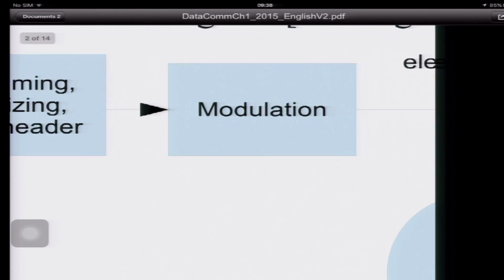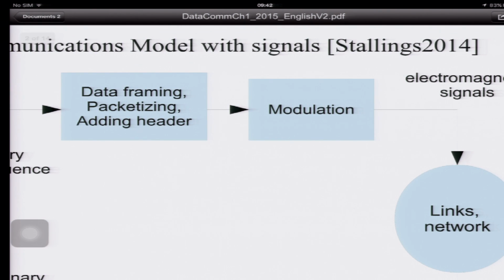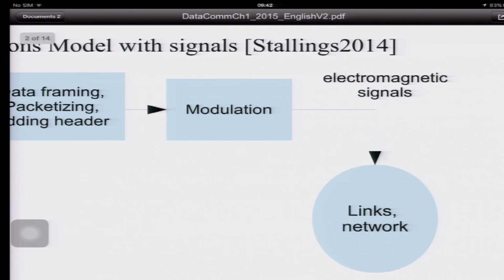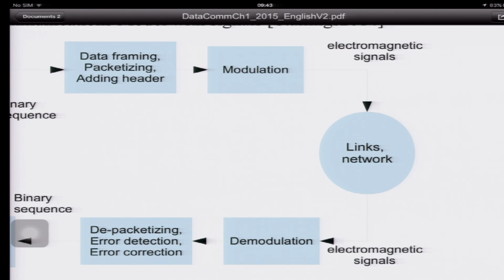Next is modulation. For the modulation, the modulator here, if it's a block, we can call it a modulator, but this one we call the action that we are doing. The modulator will change the bits in the packet into electromagnetic signals that can be transmitted through the links, which can be one link, two links, many links, or a network. These signals can be transmitted via the air or through a transmission medium such as cable or fiber optics.